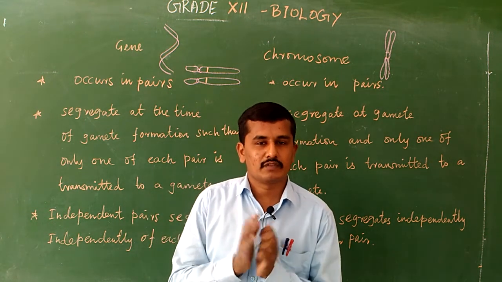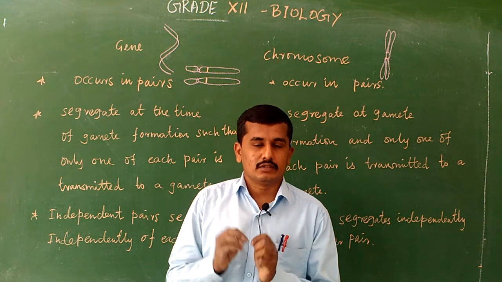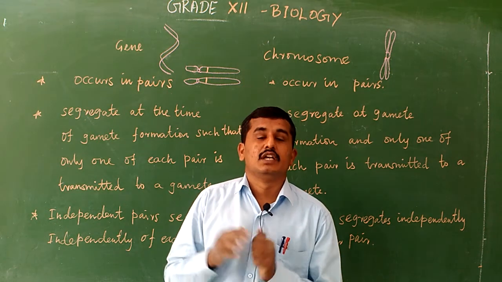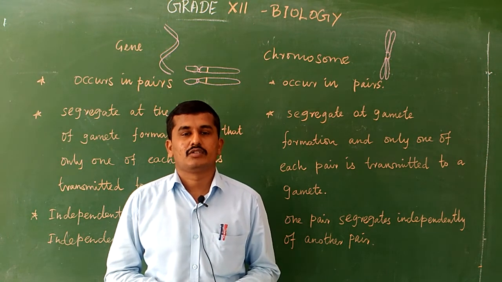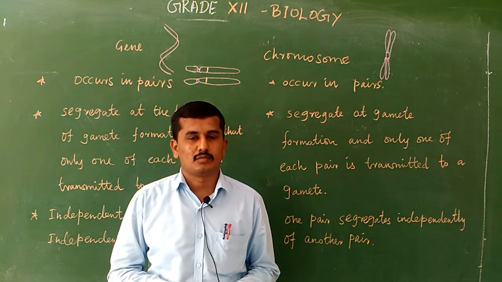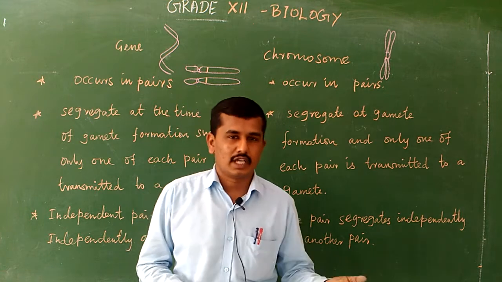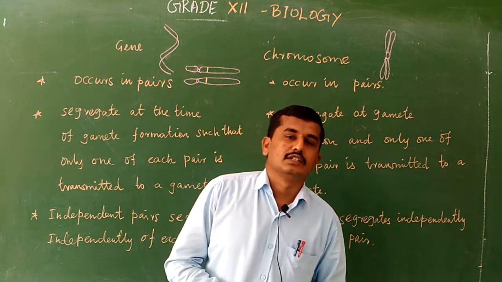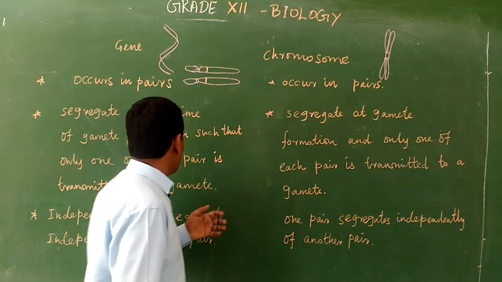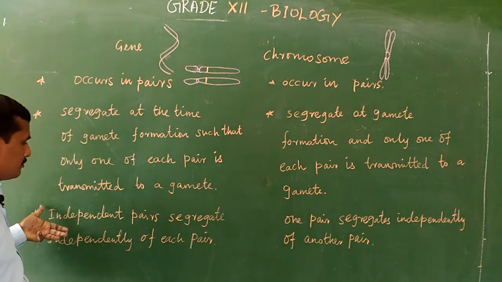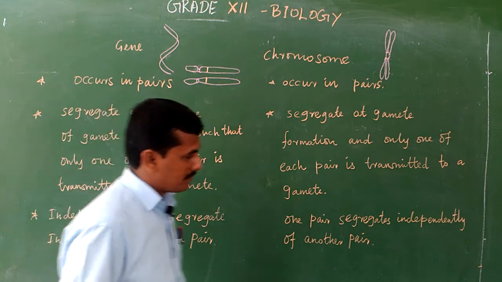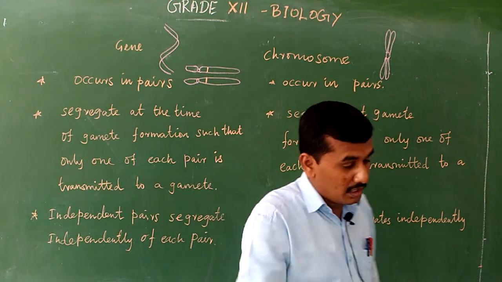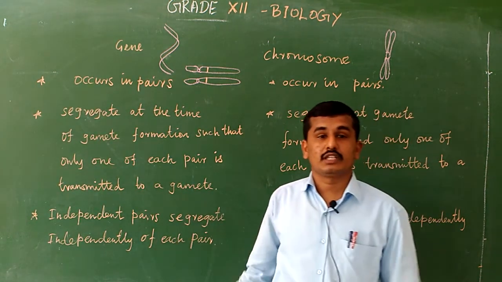Normally the cell contains 46 chromosomes. During gamete formation the gamete contains only 23. So only half the number of chromosomes segregate and move into the gametes. Then the next one: independent pairs segregate independently of each other. So independent assortment means separate genes controlling different characters.